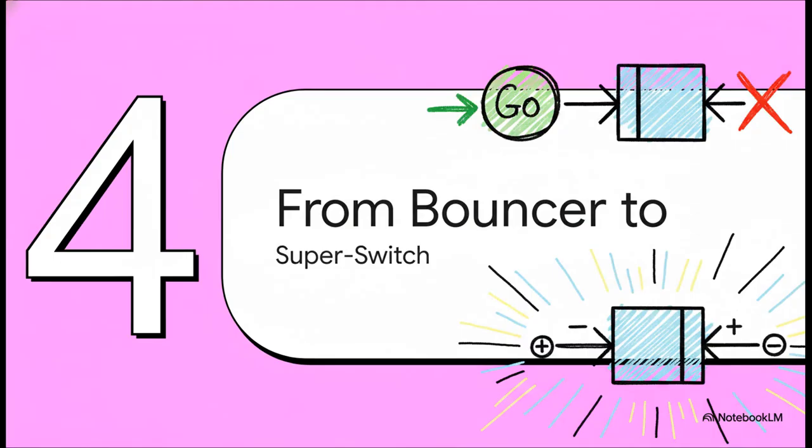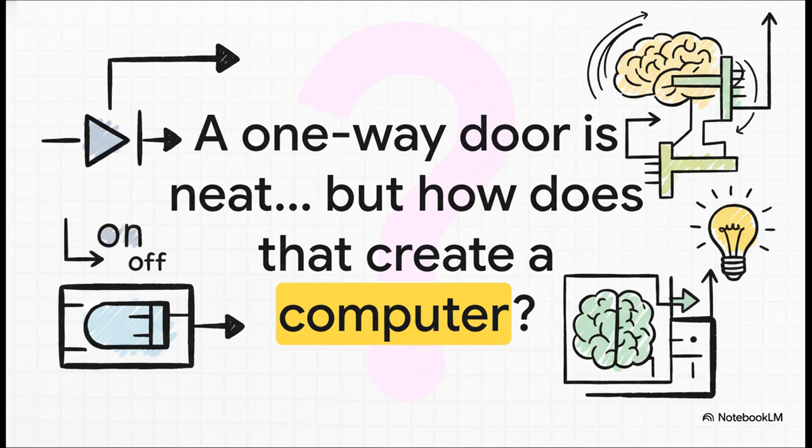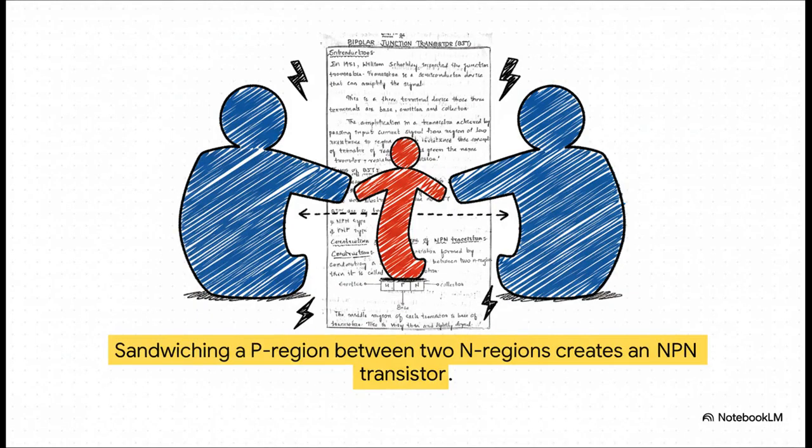So we've got our bouncer, our diode that can follow go and stop orders, but the real magic, the leap that actually allows computers to think, that happens when we combine these bouncers in a very specific way. Look, a one-way door is neat, it's useful, but it's not going to create a thinking machine, right? The next big leap, invented by William Shockley back in 1951, changed literally everything. Instead of just having one p-n junction, they created a sandwich, something like NPN. This amazing little sandwich is a transistor.